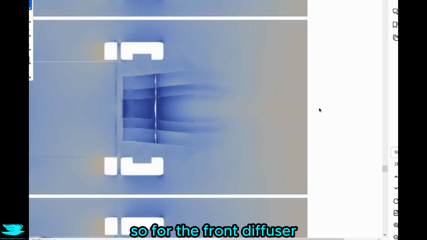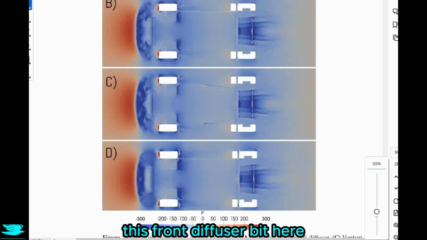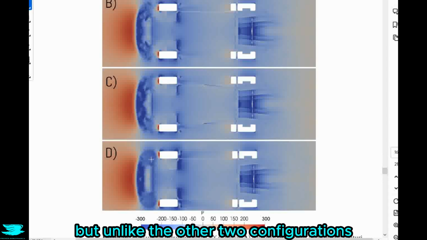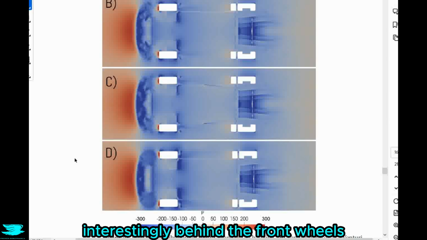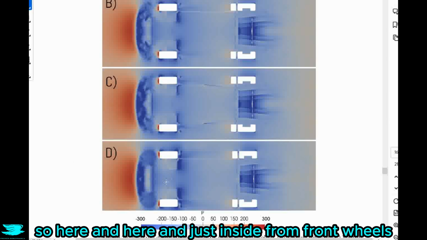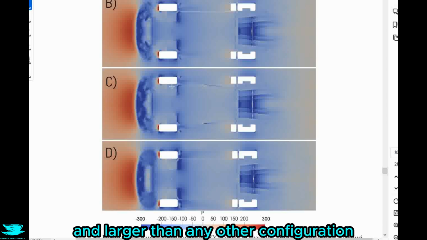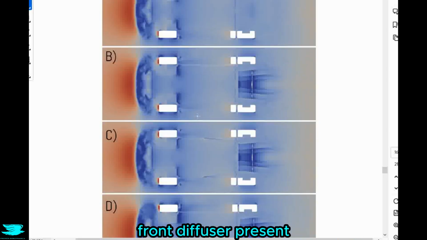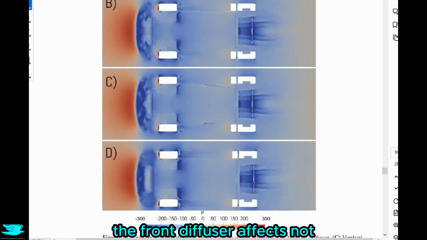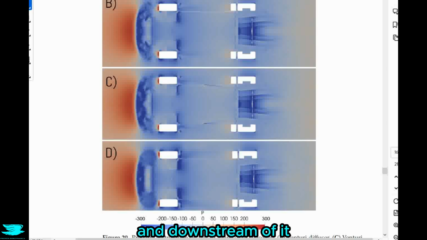So for the front diffuser, we can see in figure 20D, this front diffuser bit here, there is a low pressure at the front, but unlike the other two configurations, the low pressure zone is more uniform. Interestingly, behind the front wheels, so here and here, and just inside from the front wheels, low pressure zones form here as well, and are larger than for any other configuration. So we can see some here, but they're not as large and prominent as with this front diffuser present. So the front diffuser affects not only the local region, but also other regions around it and downstream of it.